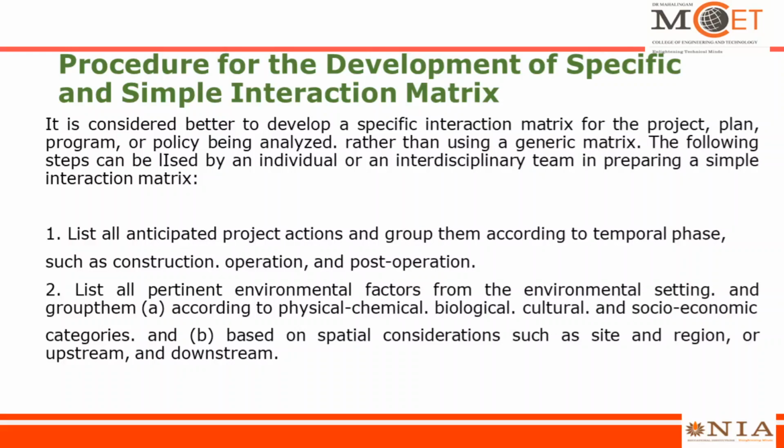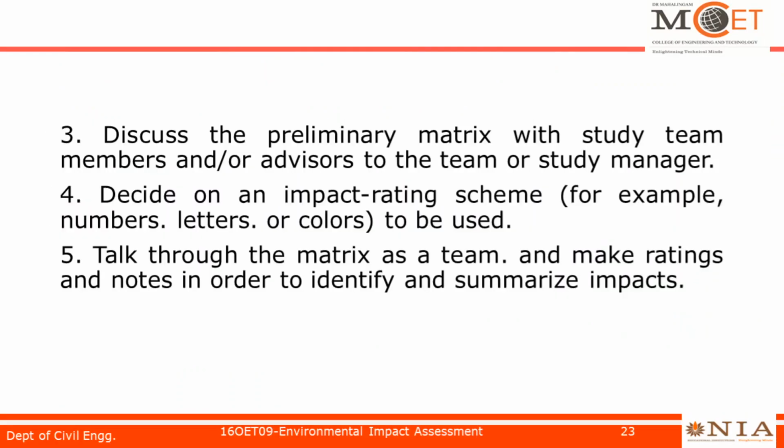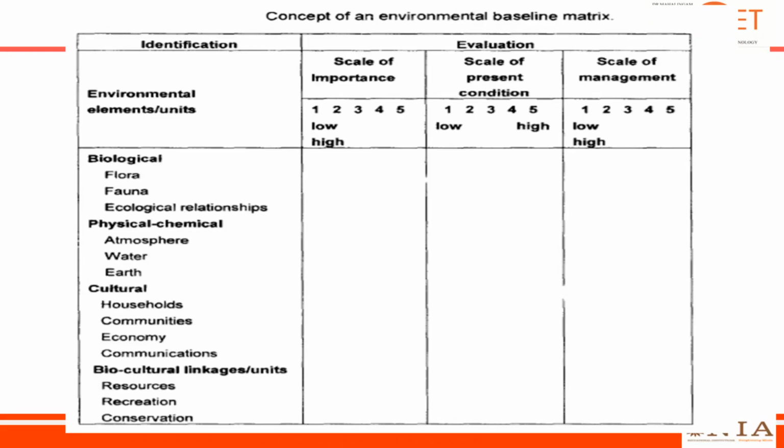You have seen on the right hand side there is a list of environmental factors, and they are given elaborate items in each particular category. Discuss the preliminary matrix with the study team members and or advisors to the team or study manager. Decide on the impact rating scheme, for example, using numbers or letters or colors, which we have talked about earlier. Talk through the matrix as a team and make ratings and notes in order to identify and summarize the impacts. Right, so this is what was told in the last slide.